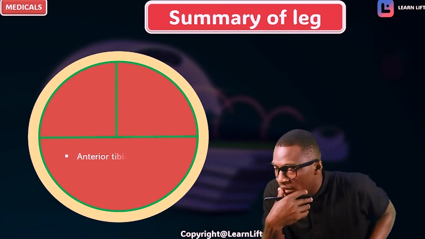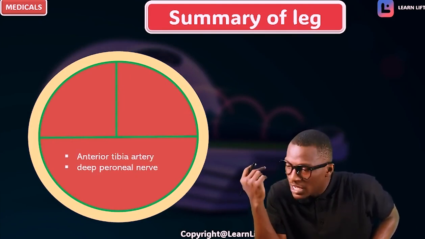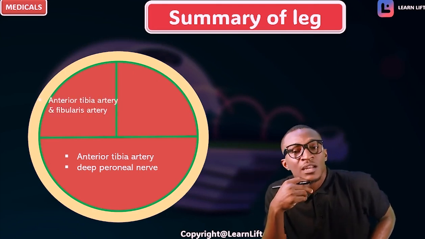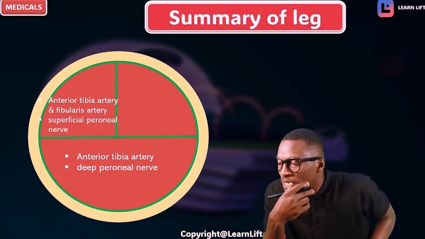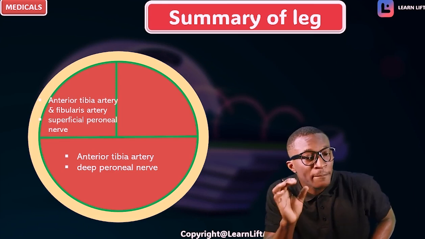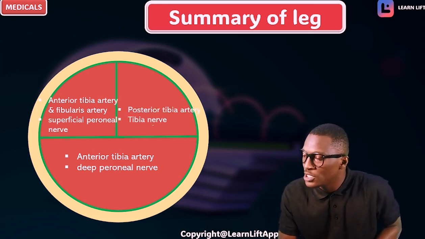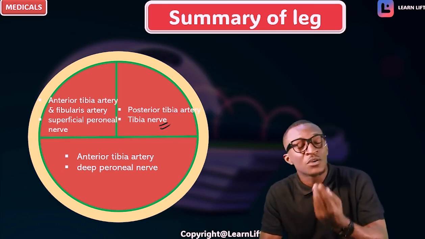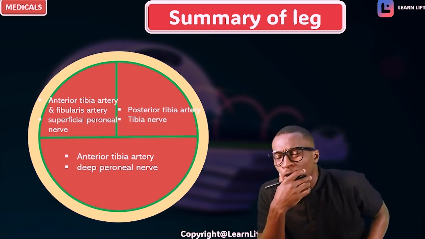What is the summary of the leg? First, we said that the artery there is called the anterior tibial artery, and we said the nerve there is called the deep peroneal nerve. What about for the lateral compartment? Fibular artery. What about for the nerve? Superficial peroneal nerve. And we'll talk about the posterior tibial artery and the tibial nerve. We're going to discuss these nerves and blood supply when we get to the overview of blood supply. This is just the summary of the leg.